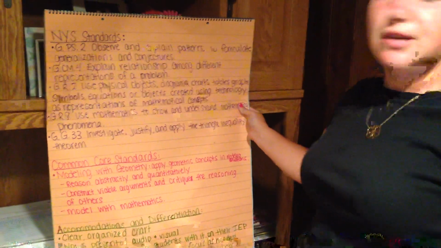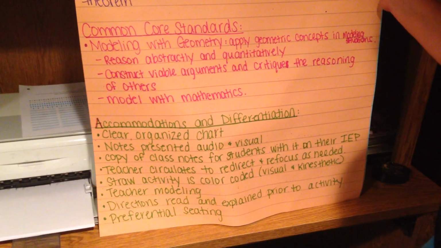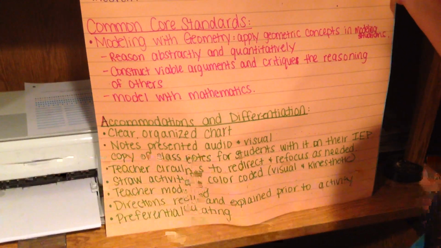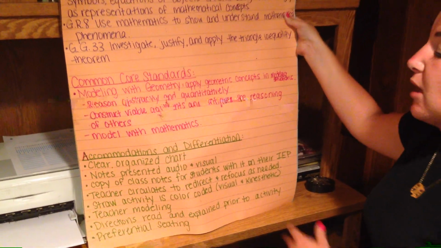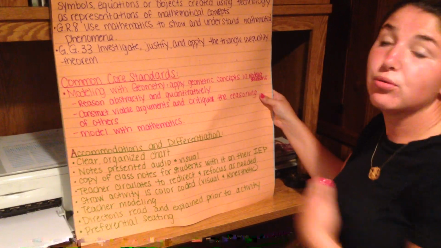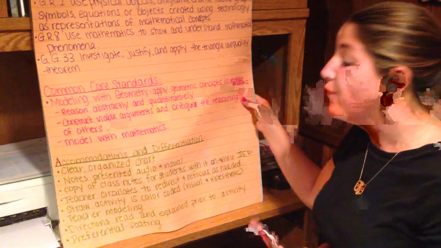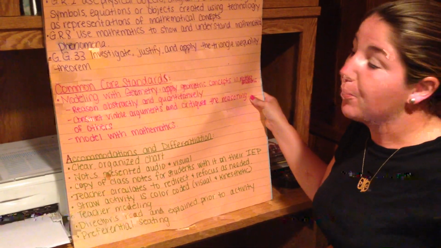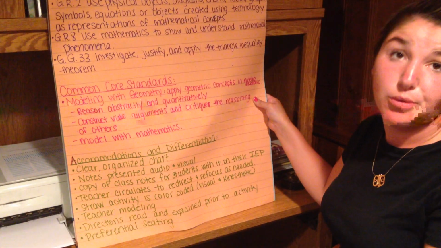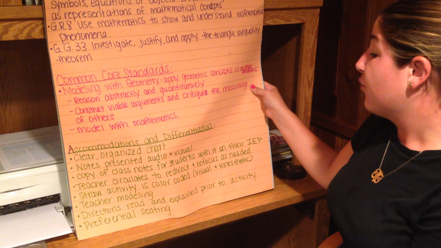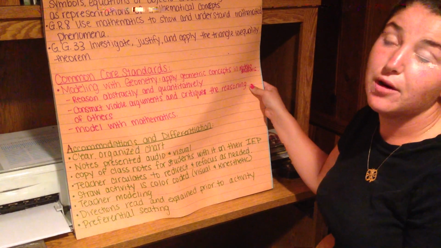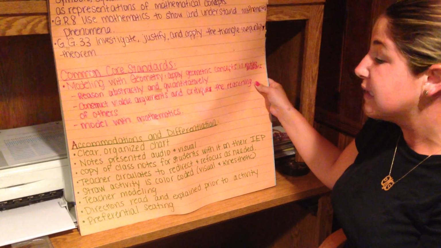Now, accommodations and differentiation in the lesson, and especially for students with disabilities. There's a clear organized chart, which is a nice graphic organizer to help students learn the information and organize it a little bit better. Then their notes are presented in both audio through the teacher speaking and visual, as they'll be on the smartboard with the Smart Notebook file and also in front of them on their worksheet. A copy of class notes for any students with an IEP, with that on their IEP, will be handed out at the end of the lesson.